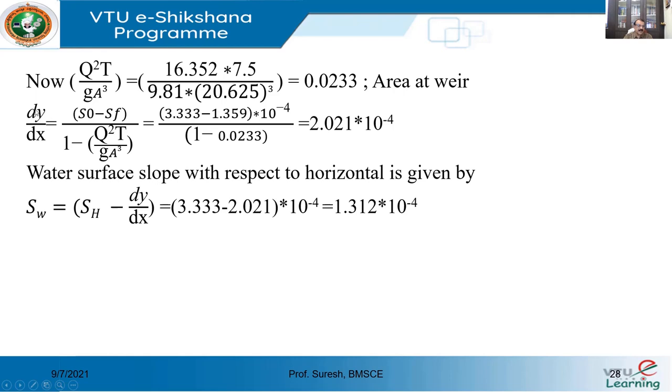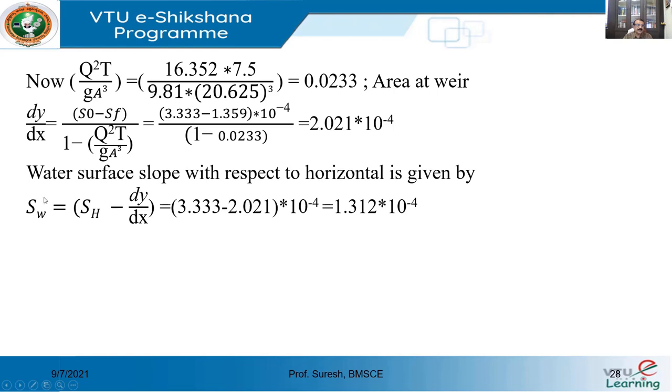What is dy by dx? Dy by dx is the water surface slope with respect to the channel bottom. I repeat, dy by dx is the water surface slope with respect to channel bottom. Now that works out to be 2.021 into 10 power minus 4. But this is not the end of it. You are asked to find the water surface slope with respect to horizontal.